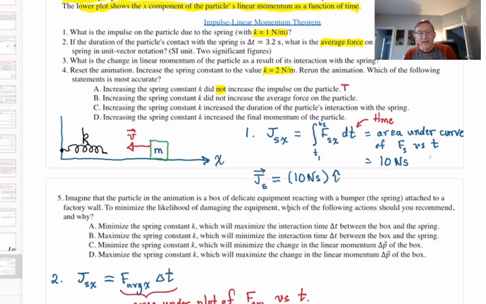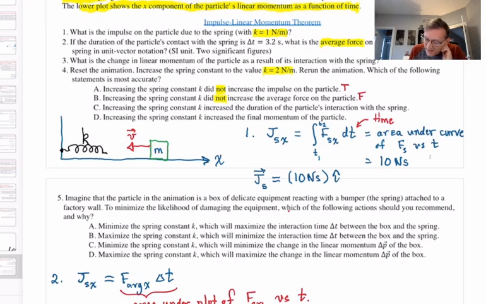B, increasing the spring constant k did not, watch out, not increase the average force on the particle. Can you see why that's false? The average force plot was higher than before. Yes, it definitely made the average force bigger.